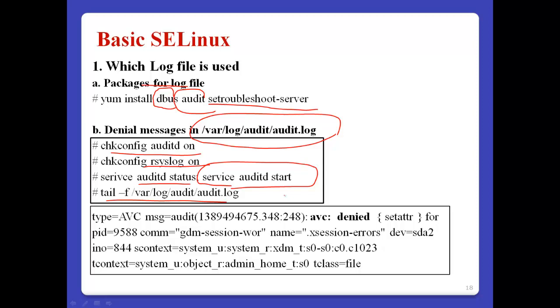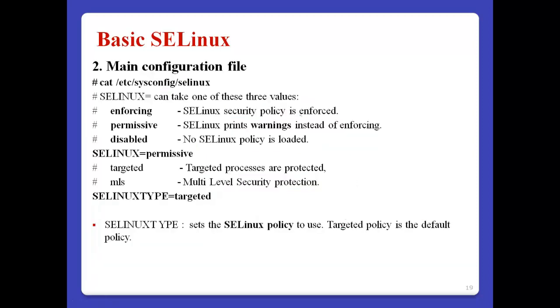So as soon as it detects a denied access, then we can see messages like AVC messages here, AVC denied like this. And the main configuration file: SELinux has three kinds of mode. For example, using this file, /etc/sysconfig/selinux: enforcing, permissive, disabled. Disabled means we don't use the SELinux policy. Normally we can select one of two kinds, enforcing and permissive.